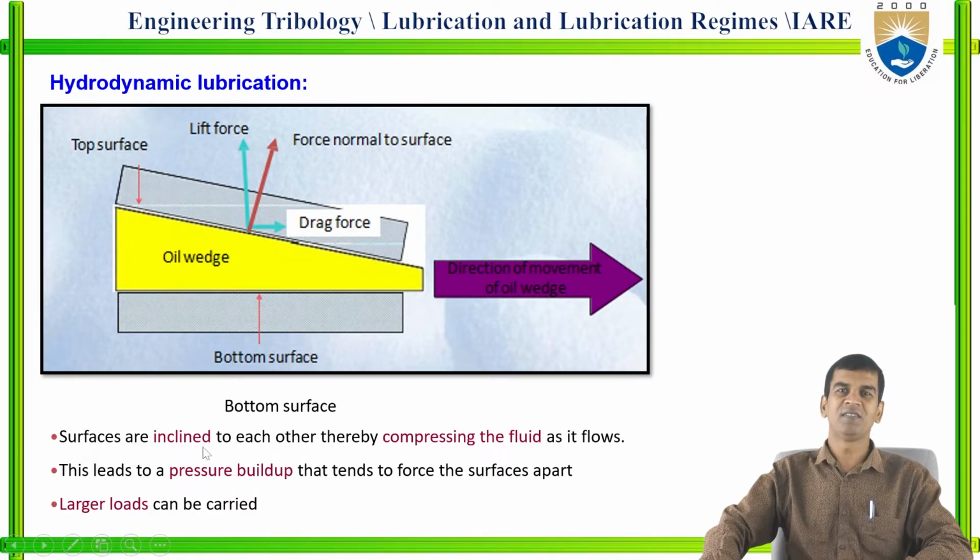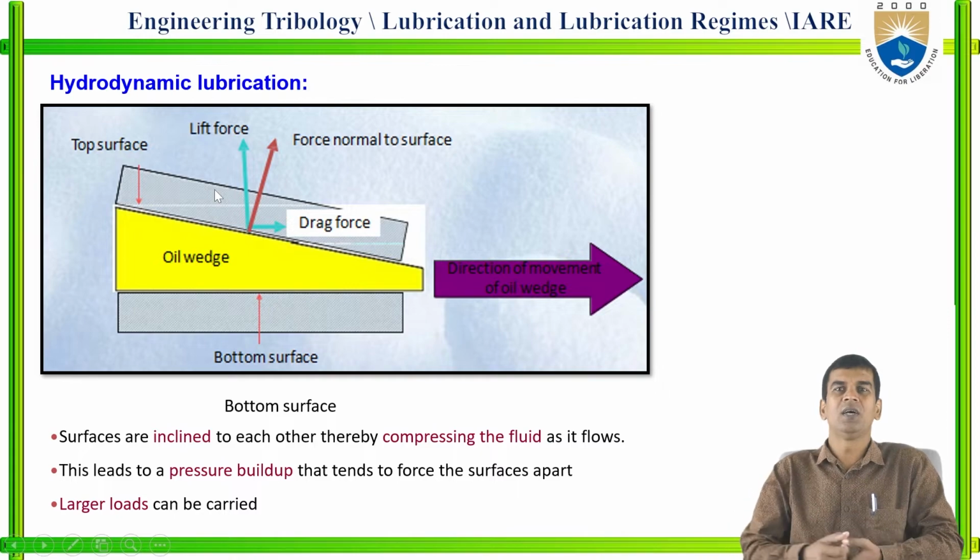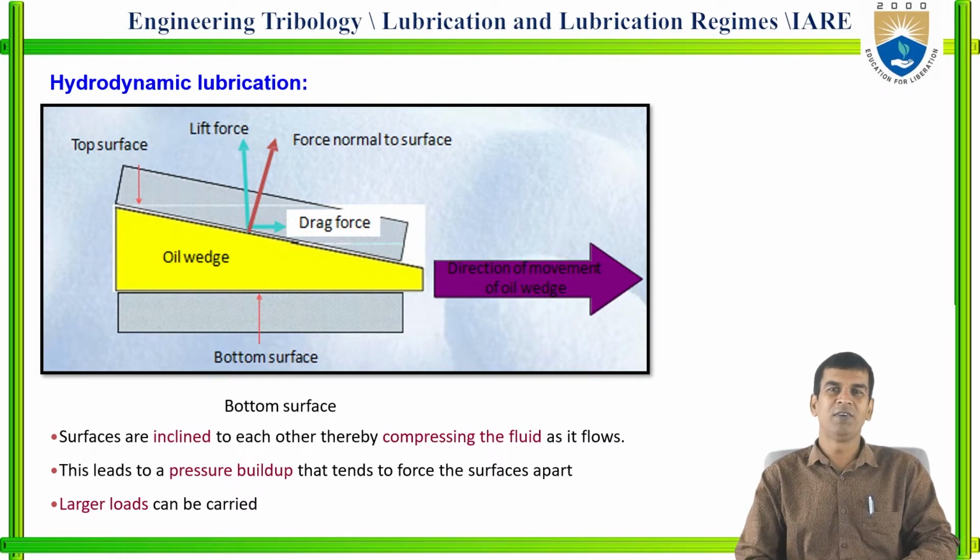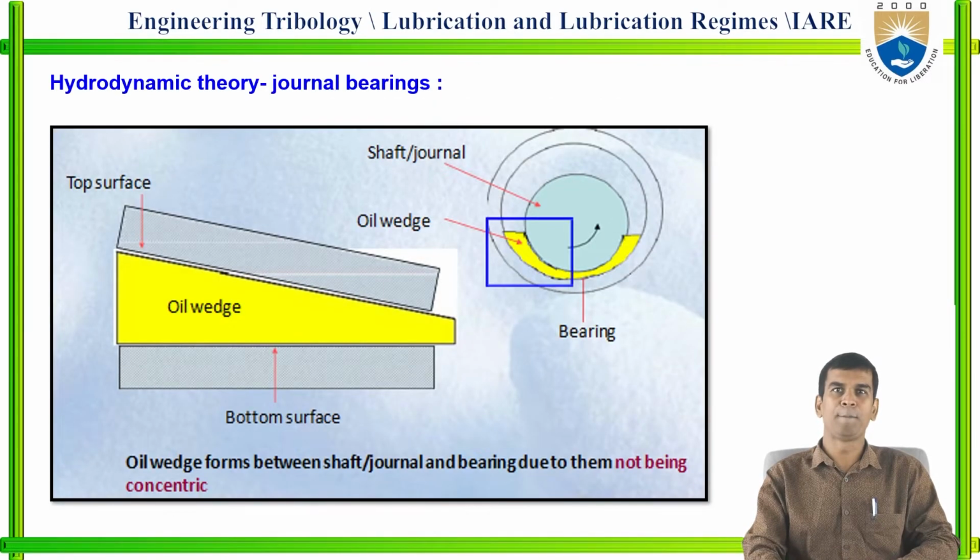Surfaces are inclined to each other, thereby compressing the fluid as it flows. When the surfaces are inclined to each other, compression of the fluid takes place. This leads to pressure buildup that tends to force the surfaces apart. Larger loads can be carried when the surfaces are inclined against each other.